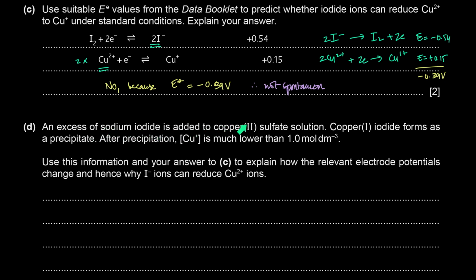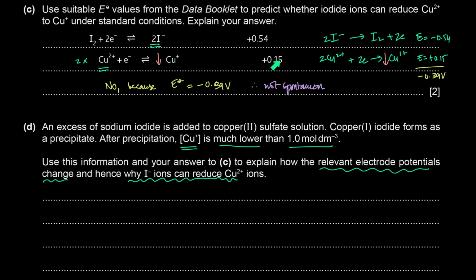An excess of sodium iodide is added to copper 2 sulfate solution. Copper 1 iodide forms as a precipitate. After precipitation, the concentration of Cu1 plus is much lower than 1 mole per dm cube. Use this information and your answer to part C to explain how the relevant electrode potentials change and hence why iodide ions can now reduce copper 2 plus ions. So, if the copper 1 plus concentration decreases substantially, what happens to this equilibrium? The equilibrium shifts to the right.